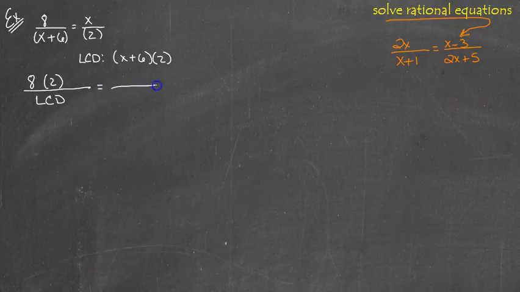Same thing on the other side. I have an x. If I'm going to put the x over the LCD, that means I had to multiply 2 by x plus 6 to get the LCD in the denominator, so I have to multiply that same x plus 6 into the numerator. Now, what I have is, notice, I have the LCD on both sides of the equal sign.